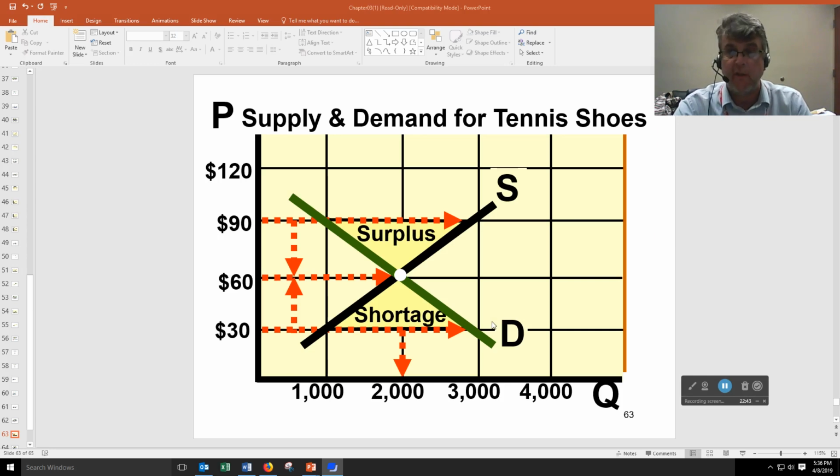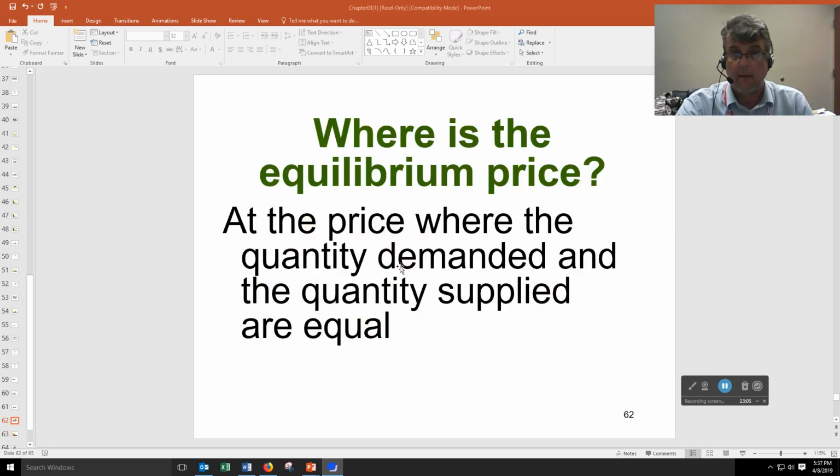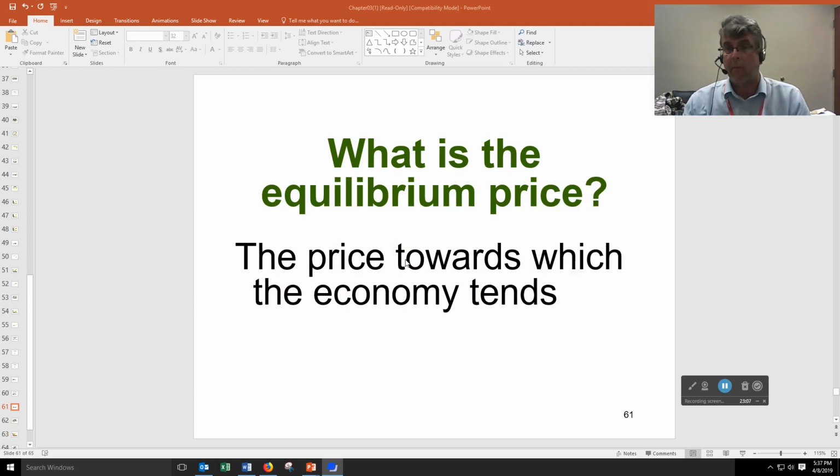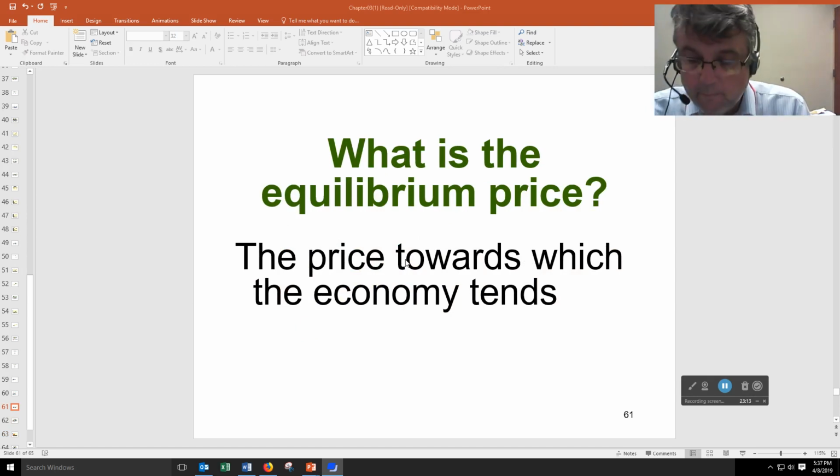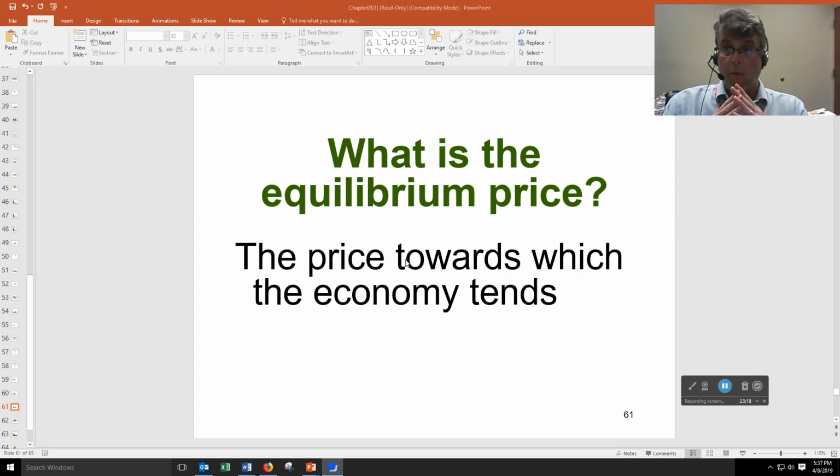Because of the nature of the shapes of these curves, they always intersect at one and only one unique point. We call this point the equilibrium point. The price at which equilibrium occurs is a unique price, and we call that the equilibrium price. So in this example for tennis shoes, the equilibrium price is $60. Now, the equilibrium price is the price towards which the market tends. So through supply and demand, the market will force price towards this equilibrium price.